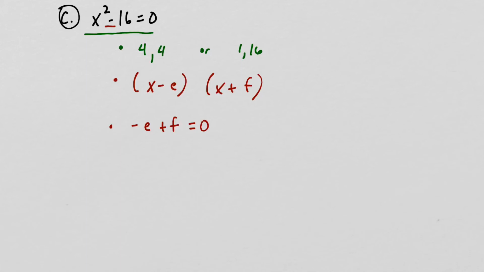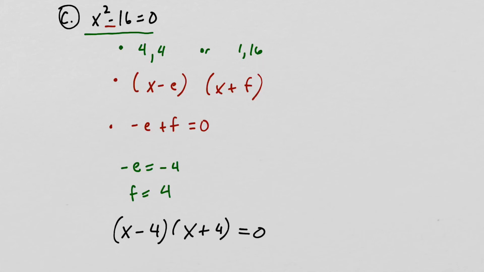The only time this is going to be equal to 0 is when we have negative e is equal to 4, and when we have f is equal to 4. This means our equation is going to factor out to be an x minus 4 times an x plus 4, which is equal to 0. The solution to this quadratic equation then is x is equal to plus or minus 4. Let's go ahead and look at one more factoring problem, part D.